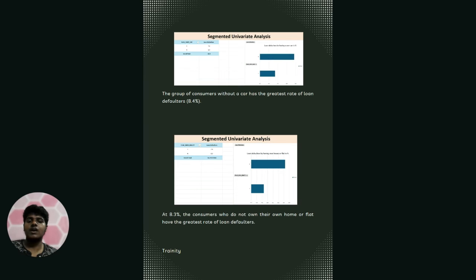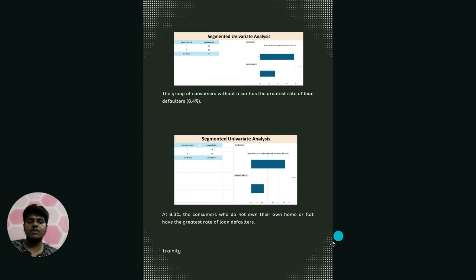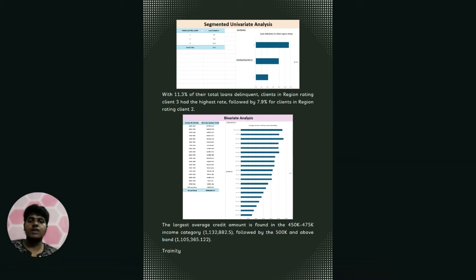The client who does not have a car has the highest number of defaulters. The client not having their own property or home has the highest number of loan defaulters. When it comes to the client region rating, rating 3 has the highest rate of loan defaulters, followed by region rating client 2.